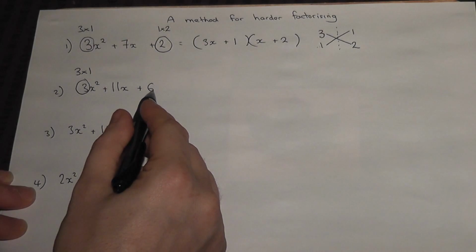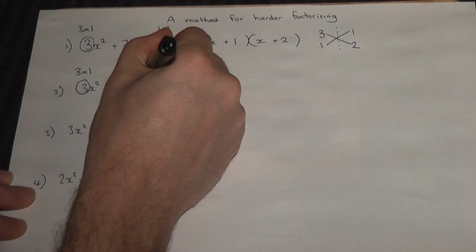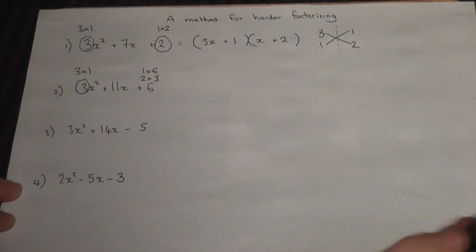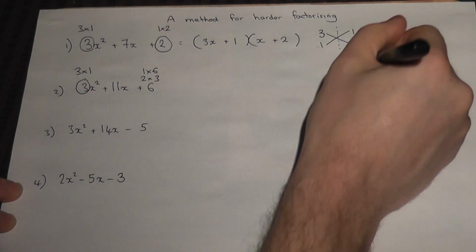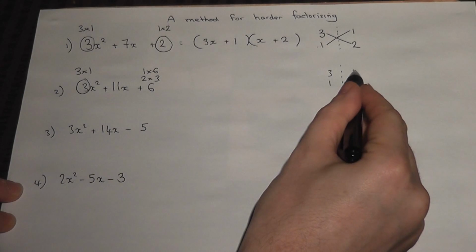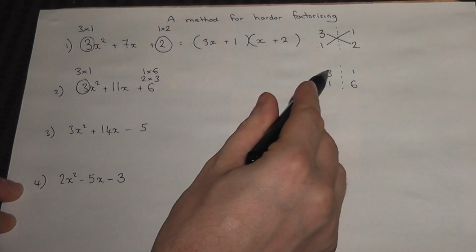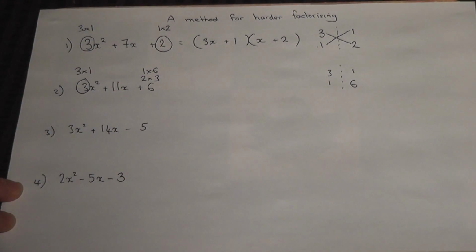But for the 6, it's either 1 times 6 or 2 times 3. So we have two options to consider, one of which will work. So I put the 3 and the 1 down a column. And I'll try and do the 1 and the 6 first. 1 and 6. Can I somehow make 11x? Well, 3 times 1 is 3, 1 times 6 is 6, 3 plus 6 is 9, not 11. 3 times 6 is 18, 1 times 1 is 1, 18 plus 1 is 19. So that doesn't work. So I can ignore that.